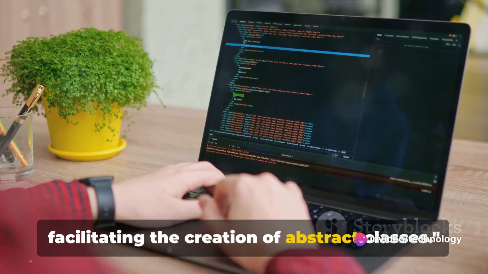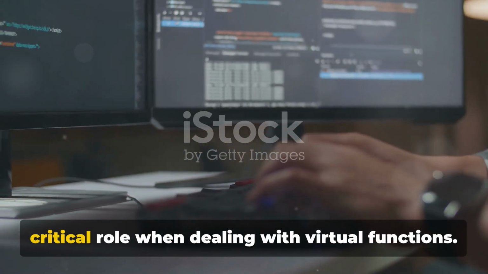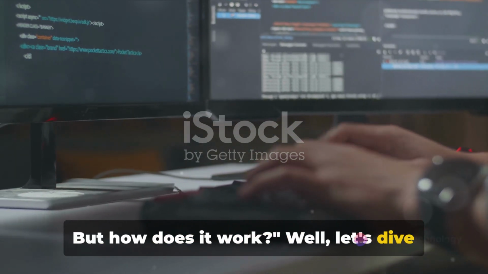facilitating the creation of abstract classes. In C++, the override keyword plays a critical role when dealing with virtual functions. But how does it work? Well, let's dive right in.